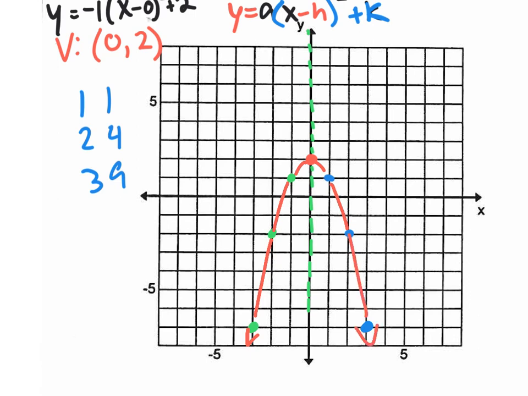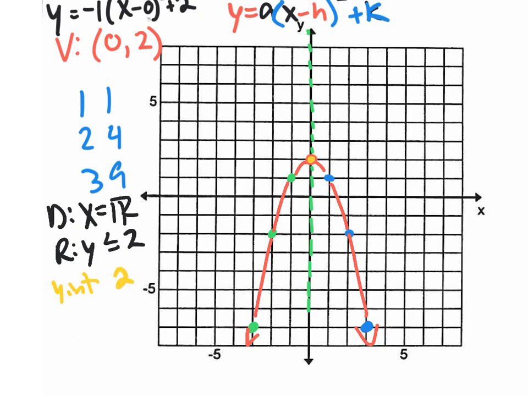Only other things to answer here are the domain. That's x equals all real numbers. The range is y is less than or equal to, because the parabola opens down, less than or equal to the y value of your vertex. And also the y-intercept, that's simply where it crosses the y-axis, in this case at the value of 2. And also your axis of symmetry. That's going to be the equation x equals the x value of your vertex, which is 0.